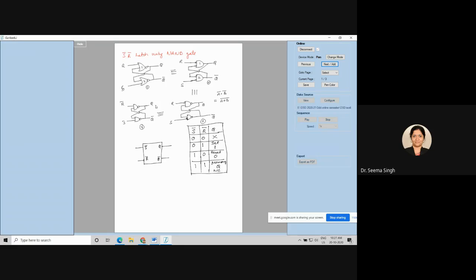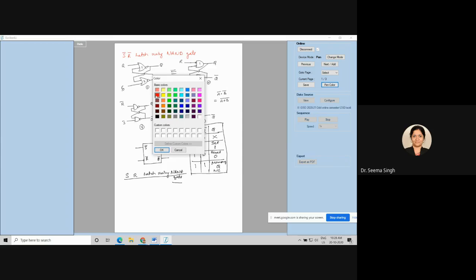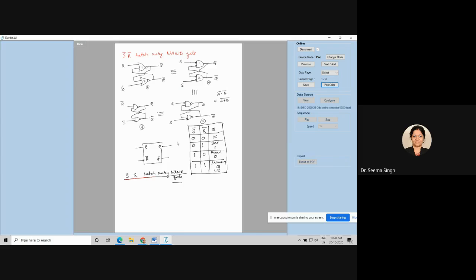Now I am going to another circuit which is called SR latch using NAND gate. Till now you saw S bar R bar latch. Now if I want to make SR latch using NAND gate, what do you think I should do? This is your last circuit for today, that is SR latch using NAND gate. What can be done?